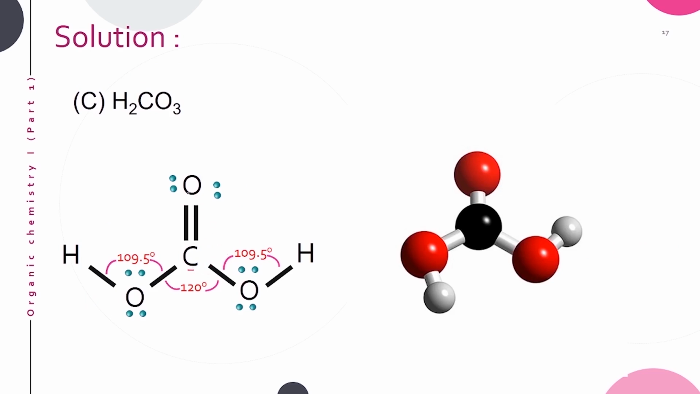The last compound, carbonic acid: the carbon is the central atom, bonded to 3 oxygen atoms. One of them is doubly bonded. 2 of the oxygens are bonded to hydrogen atoms. Notice you have 2 types of angles, the COH angle and the OCO angle. You can assume that the OCO angle will be larger than the COH angle due to the repulsion between the lone pairs of the 2 oxygens. The actual measured OCO angle is equal to 120 and the COH angle is equal to 109.5.